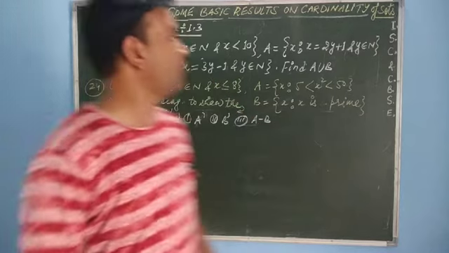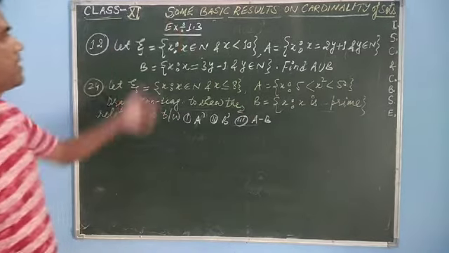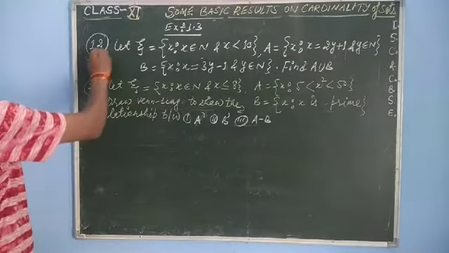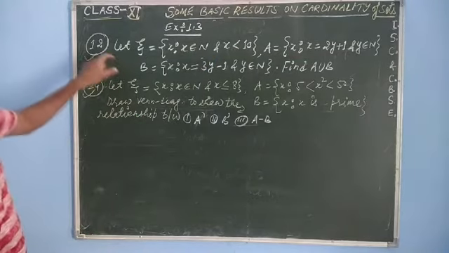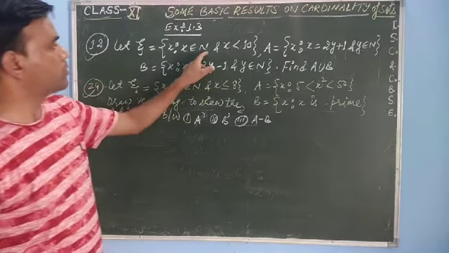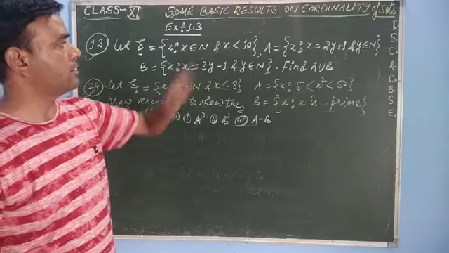Okay students, now we will do some problems based on some basic results of cardinality of sets. So here I take two problems one by one. First we take this. Let the universal set be given as x such that x belongs to natural numbers and x is less than 10.